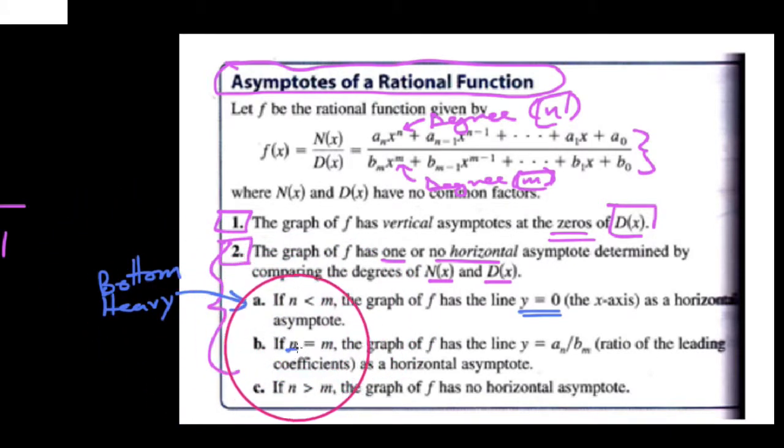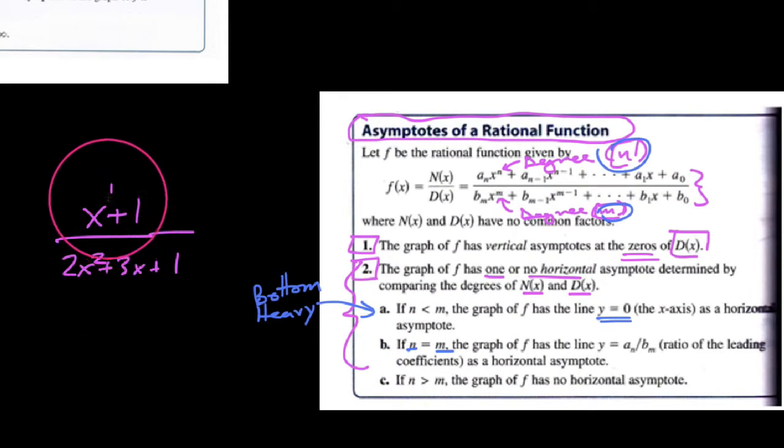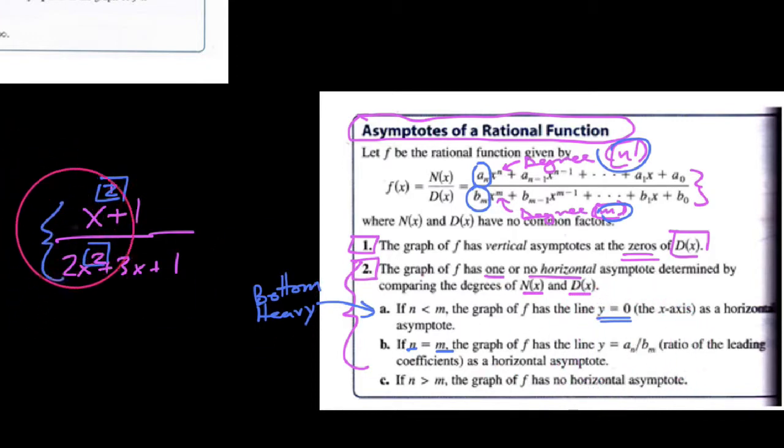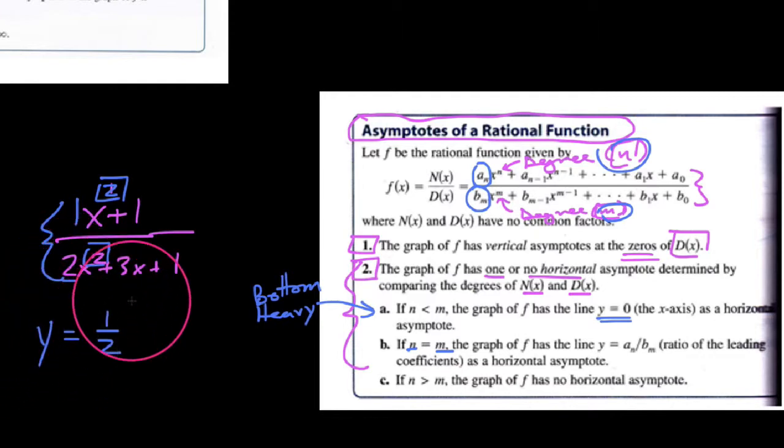Now, if n is equal to m, that is, if these degrees are equal. So what if I had this expression again, x squared plus 1 over 2x squared plus 3x plus 1? You notice that the degree of the top and the degree of the bottom are the same. If that's the case, then we say it has the line y equals a sub n over b sub m, or the ratio of the leading coefficients, as the horizontal asymptote. If you're wondering where I'm getting a sub n and b sub m from, it's the ratio of the leading coefficients. So for instance, in this rational function, the leading coefficient at the top is 1, the leading coefficient at the bottom is 2, so this would have an asymptote at y equals a half.